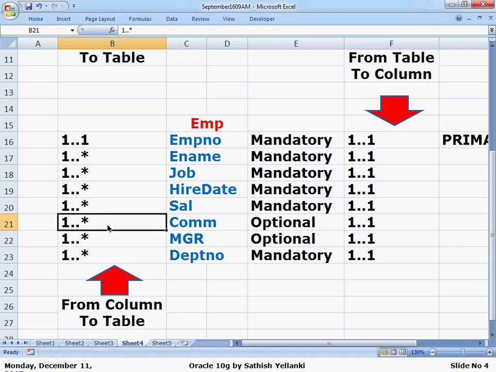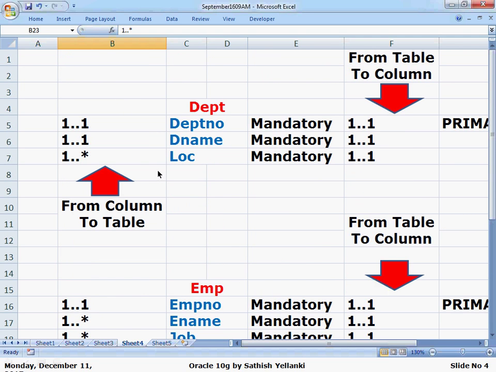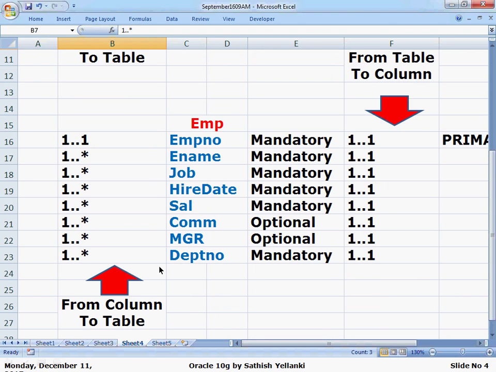On the same commission, can one employee be there or many employees? Many. Can one manager control one employee or many employees? Many. In one department, can we have one employee or many employees? Many. So what's the difference between these two tables? Tell me how you can learn tables by heart.